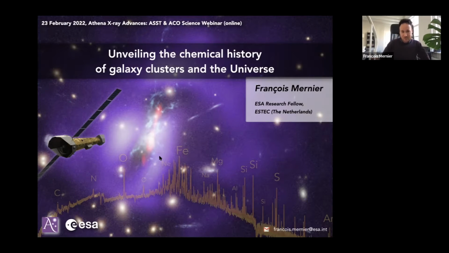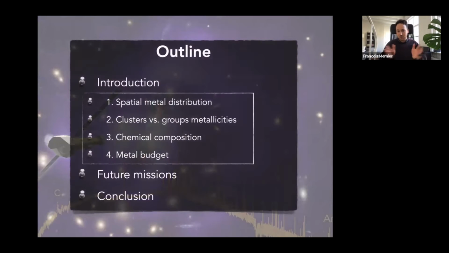All right, so I think we can quickly start. So just as a brief outline, I think it's quite important first to give a good introduction on the topic, and then we're going to go through the main topic of this talk, which are actually 4 essential questions that we are tackling right now about chemical enrichment in galaxy clusters, in galaxy groups, in the universe in general. Of course, we're going to talk about future missions and Athena in particular, and then I will conclude. So let's just first start with an introduction.